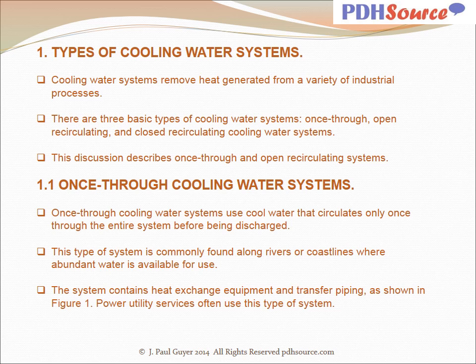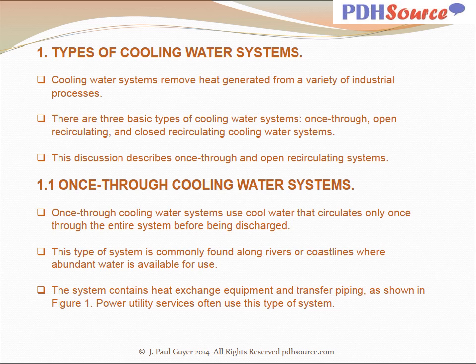First, the types of cooling water systems. Cooling water systems remove heat generated from a variety of industrial processes. There are three basic types of cooling water systems: once-through, open recirculating, and closed recirculating cooling water systems. This discussion will cover once-through and open recirculating systems only.